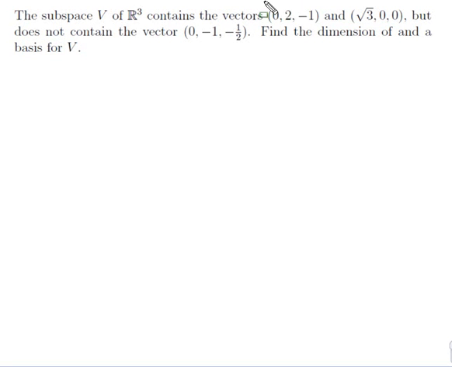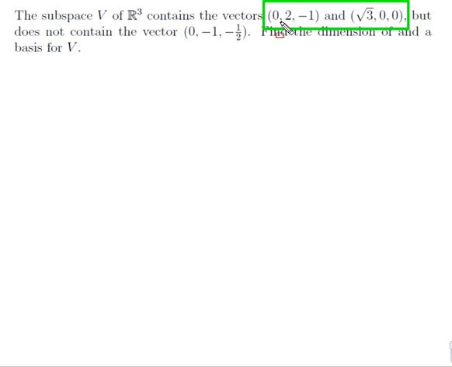What I know about V: it's got these two vectors in it. And they're not the zero vector, so it can't be just the zero vector. These two vectors are linearly independent because they're not multiples of each other. See, I can't produce a root 3 in this spot by doing multiples of a 0 in this spot, so they must be linearly independent. So I can't get two linearly independent vectors in a line because all the vectors on a line are multiples of each other. So it's got to be at least a plane.